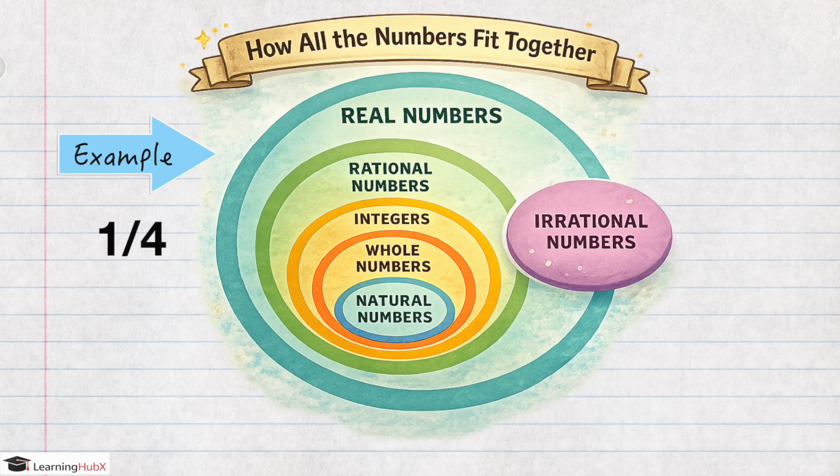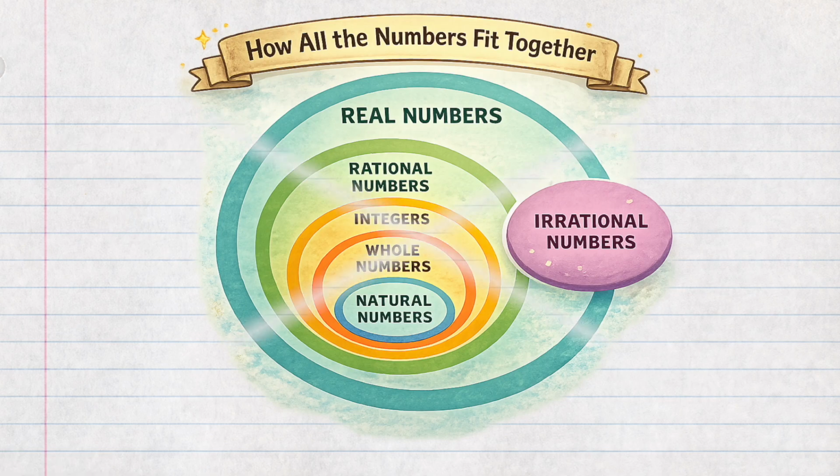1/4 is a fraction. That makes it a rational number. And all rational numbers are real numbers. Pi is a special number. Its decimal never ends. That makes pi an irrational number, and it is also a real number. -2 is an integer. It is a rational number because it can be written as -2 over 1. And because all rational numbers are real numbers, -2 is also a real number.